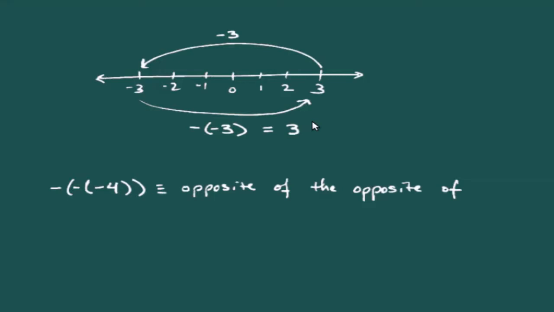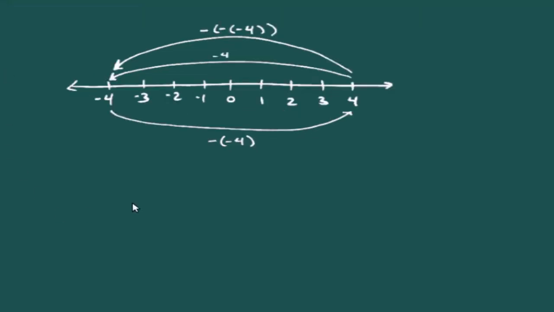Now in this case, suppose we have negative of -4. Well, what that is really, we've got the opposite of the opposite of 4. And so we get a picture that looks like this. So we've got the opposite of 4 putting us over to -4, the opposite of -4 bringing us back to 4, and then the opposite of 4 bringing us back again to -4. And so what we really have is that the opposite of the opposite of 4 really gives us 4.